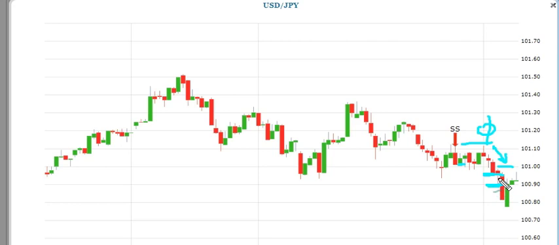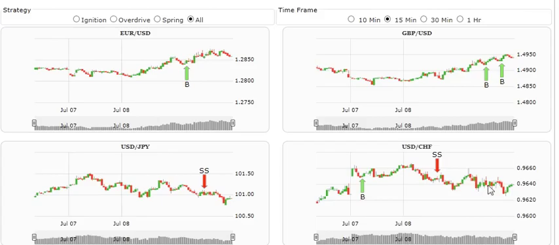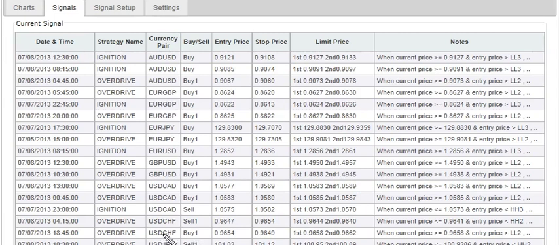All right, let's look at one more. All right, this time we'll look at the U.S. dollar Swiss franc pair. There's two trades here, a buy and a sell short. So let's go to the Signals tab. And here are the two trades. Here's the U.S. dollar Swiss franc. First one on July 7th at 18:45, and the next one July 8th at 4:15.